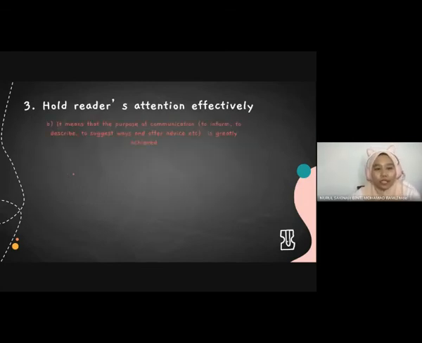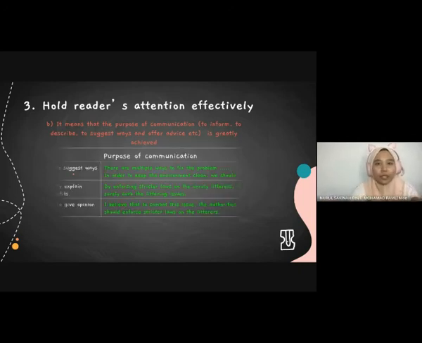Next, holding the reader's attention effectively is when you establish your purpose of communication clearly. Remember that we studied the questions before. So you have to know what is the purpose of you writing the article? Is it to inform? Is it to suggest ways? Is it to give opinion? State it in your paragraph.